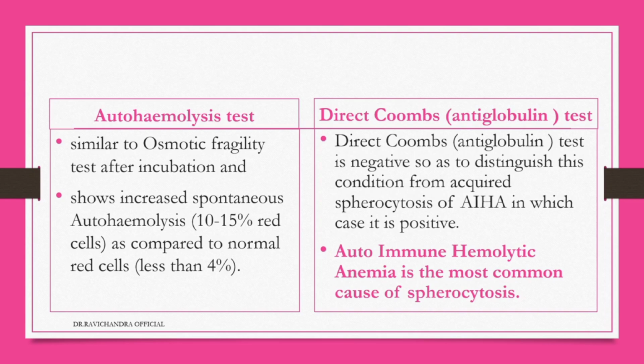So spherocytes are seen in hereditary spherocytosis and autoimmune hemolytic anemia. By doing a direct Coombs test, you can differentiate hereditary spherocytosis and autoimmune hemolytic anemia. Direct Coombs test or antiglobulin test is positive in autoimmune hemolytic anemia. Autoimmune hemolytic anemia is the most common cause of spherocytosis.